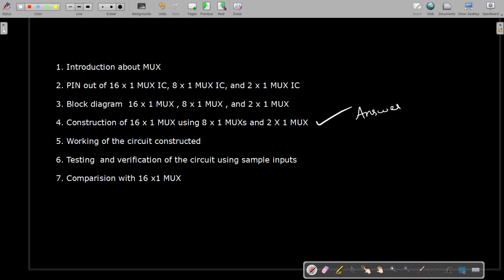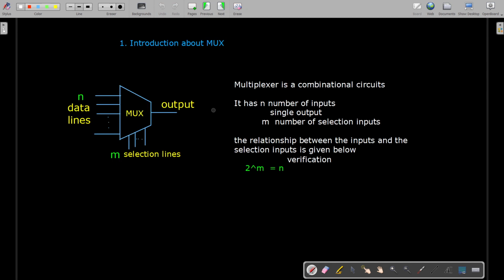Okay, let's get started. So first you should know what is a multiplexer. Multiplexer is a combinational circuit which has n number of inputs, a single output and m number of selection inputs. And we can get the n number of data lines or the input lines depending on the selection lines. If you have m number of selection lines, then 2 power m will give you n number of data lines. That means you need n number of data lines for m number of selection lines based on this equation.